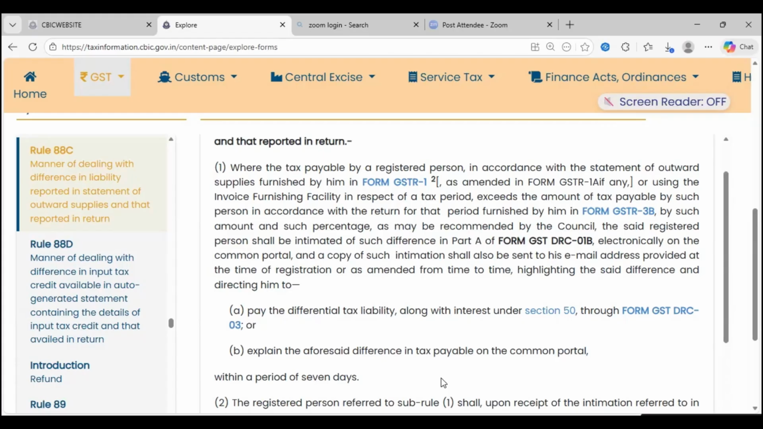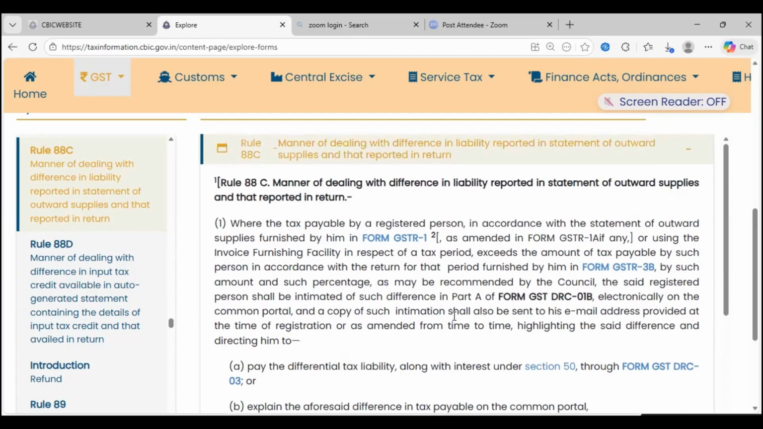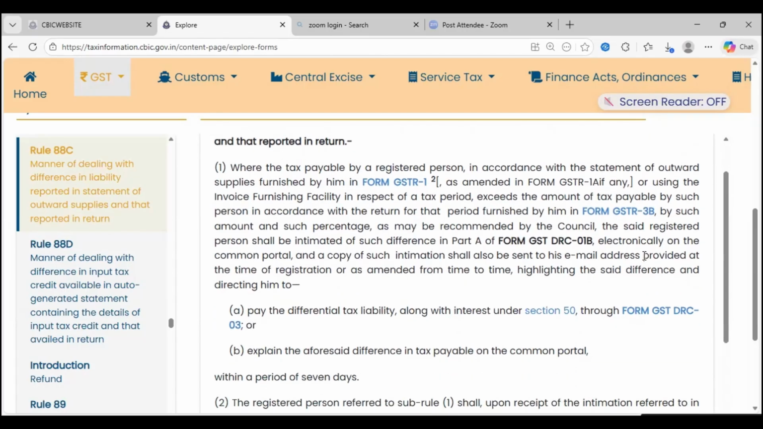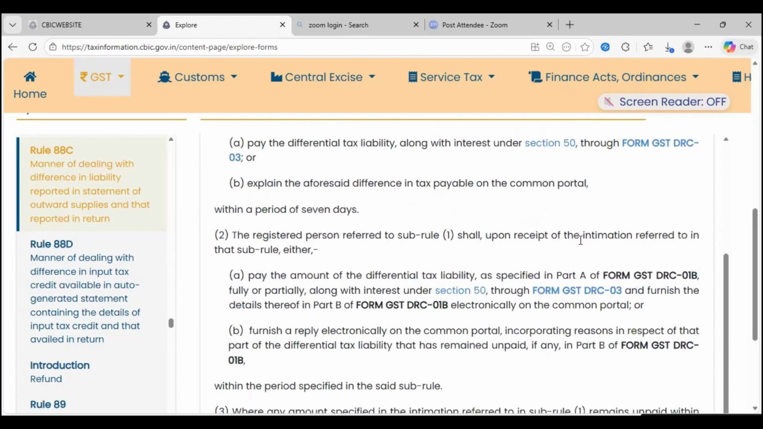So when they block GSTR-1, automatically you'll run to the GST officer, sir, I made a mistake. I should have responded. I didn't respond. Now you take my response. Based on the response, he will open the window. It's like that. This is where GSTR-1, DRC-01B is going to come.